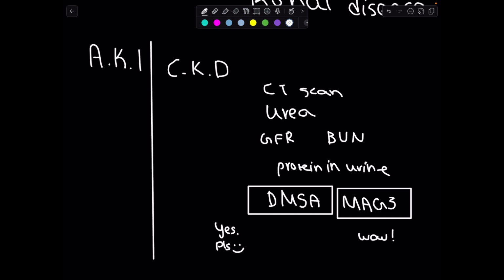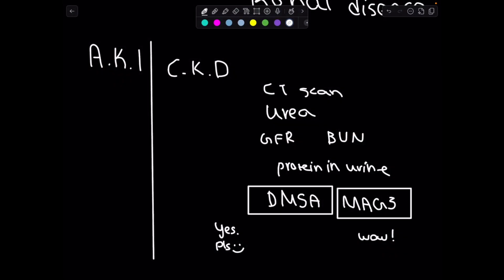CKD, on the other hand, develops slowly over months or years, commonly from conditions like diabetes, hypertension, or glomerulonephritis. Symptoms might not show up until late stages, but they include persistent fatigue, itchy skin, frequent urination at night, high blood pressure, or foamy urine from protein loss. Blood tests are key. In AKI, creatinine spikes quickly. In CKD, it rises gradually, and GFR is consistently low. Urine output in CKD might be normal early on, unlike the often reduced output in AKI. Imaging or biopsy can help pinpoint underlying causes, especially for CKD. Want me to dig into any specific test or symptom further?